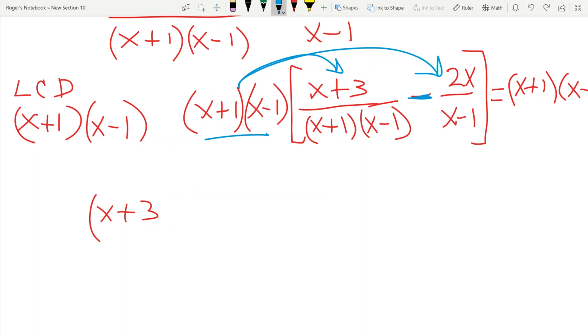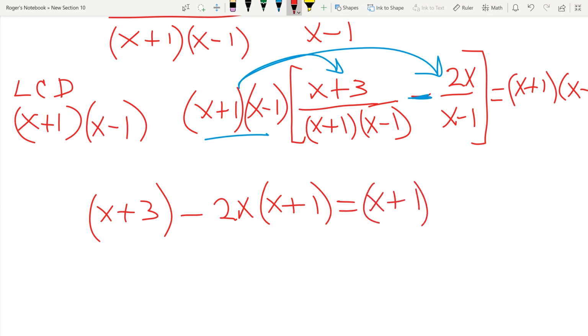Okay, so x plus 3 is my first term, minus x plus 1 times x minus 1 times the second term. The x minus 1's cancel, and we're left with 2x times x plus 1. So minus 2x times x plus 1 equals x plus 1 times x minus 1, because that's all that's over on the right. Okay. Now what do we do?